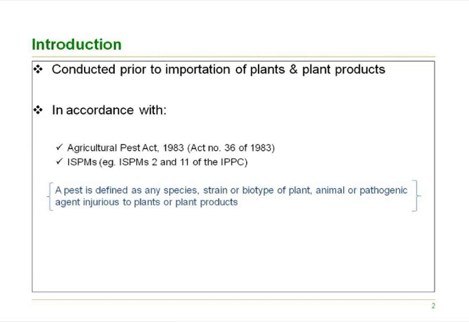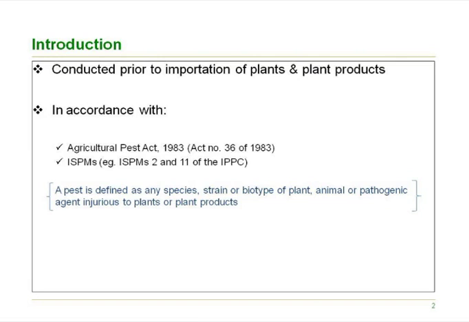It is done in accordance with the Agricultural Pests Act, which is Act number 36 of 1983, which provides for measures by which agricultural pests may be prevented and combated. Also, we do it in accordance with the relevant international standards, called the International Standards for Phytosanitary Measures, specifically ISPM number 2 and number 3 of the International Plant Protection Convention, which is a standard setting body for plant health matters as recognized by the World Trade Organization Agreement on the Application of Sanitary and Phytosanitary Measures.